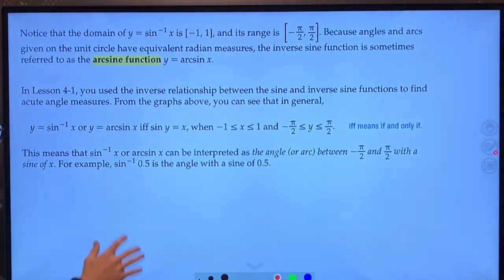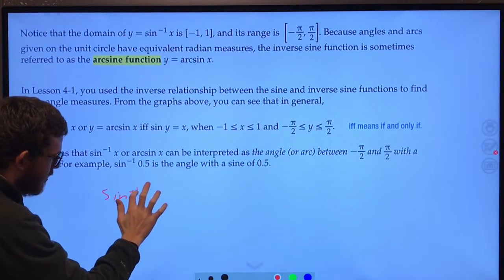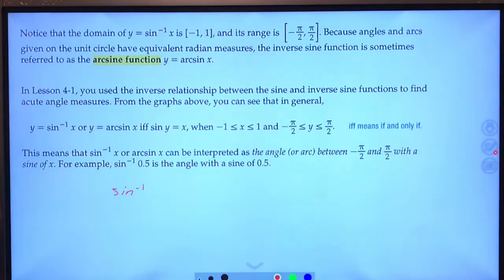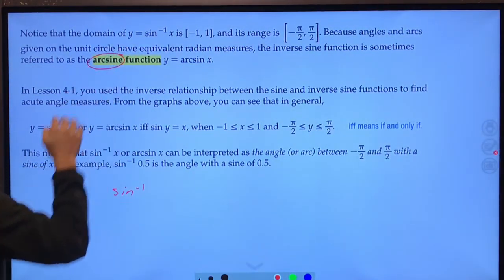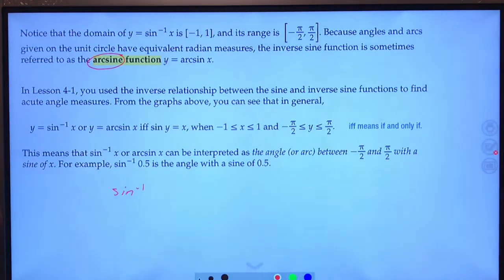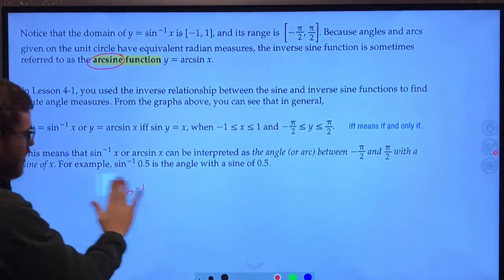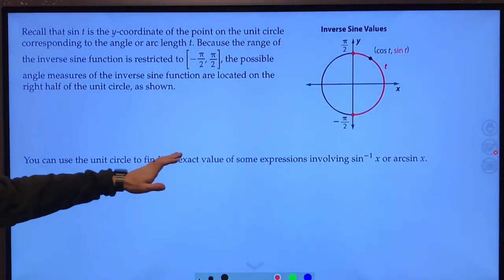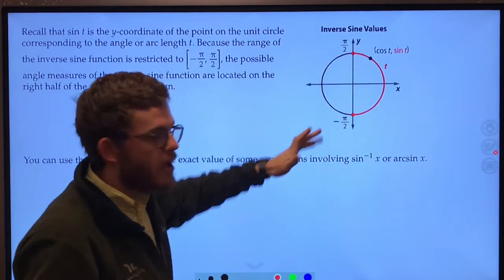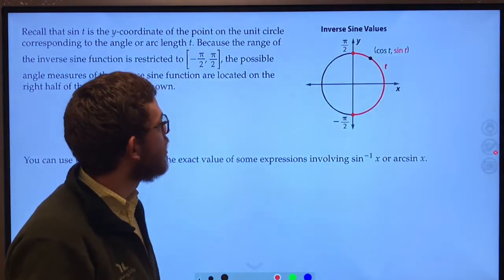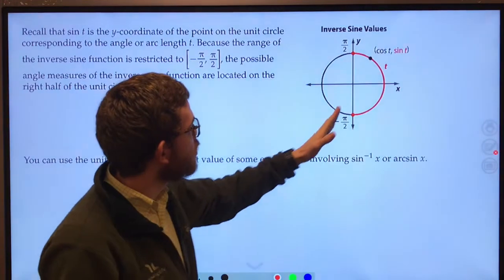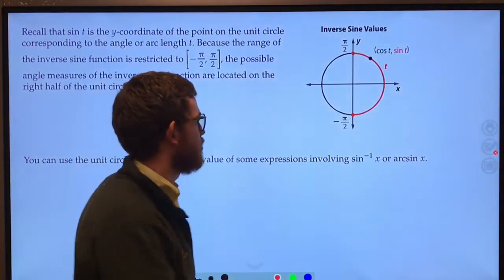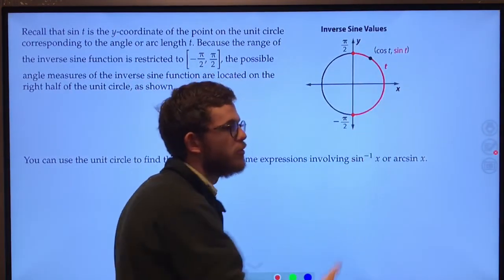Inverse sine can be written in two different ways. We can see it like this, or we call this also ArcSine. These mean the same thing. You'll see these interchangeably, but ArcSine is the same thing as inverse sine. And so once again, when we're thinking about inverse sine values, we can look in just the first and the fourth quadrant, because that is when we're between -π/2 and π/2.